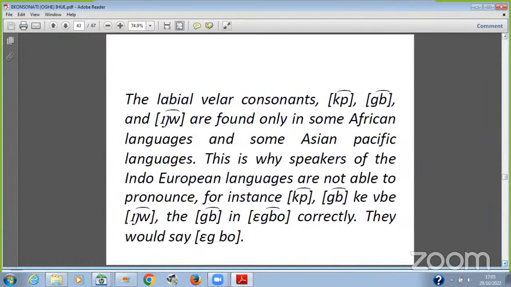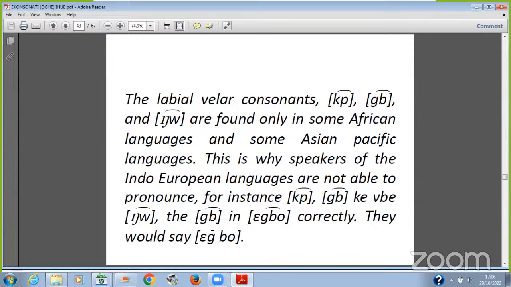The labial consonants P, B, and W are found only in some African languages and some Asian Pacific languages. Like the Numia, a black community in the Asian Pacific, they have those same sounds. This is why speakers of the Indo-European languages are not able to pronounce, for instance, P, B, K, W.